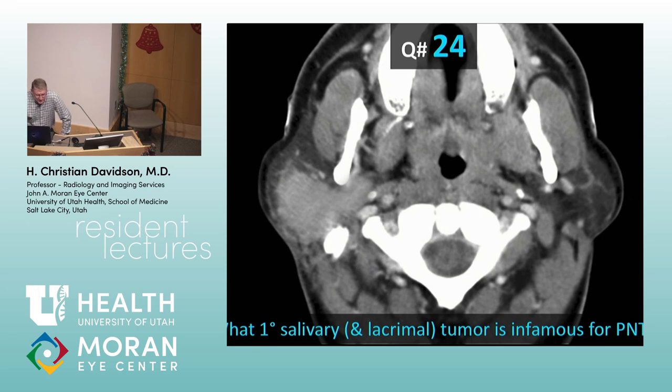And question 24, this is the last one. Here we have a patient with a facial palsy and a big old mass in the parotid. The question is, what primary salivary tumor, and incidentally salivary and lacrimal tumors have a lot of the same epithelial kinds of malignancies, is infamous for causing perineural tumor? When you have it either in the parotid or the lacrimal, you really worry about perineural tumor. We worry about it with anything, but especially this one. And I'm asking for a primary because squamous will do perineural tumor wherever they are, but we're looking at the primary epithelial tumor here.